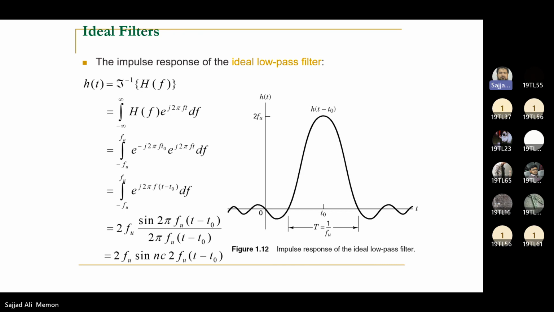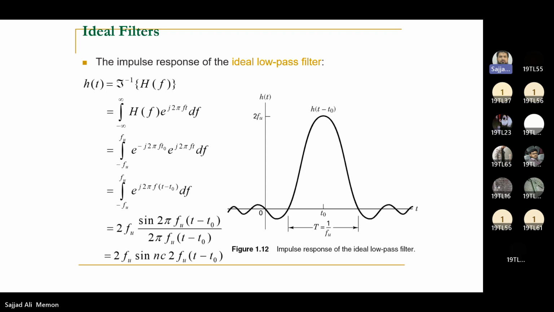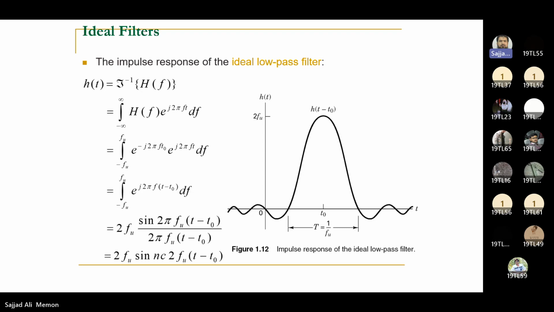Then this is the sinc function, which is the impulse response of the ideal low pass filter, identical on either side of t naught. We can get it by doing the inverse Fourier transform of the transfer function of the ideal low pass filter, and in return you will have this sinc function equation, sinc of t minus t naught times twice f_u, and the amplitude is again twice f_u.